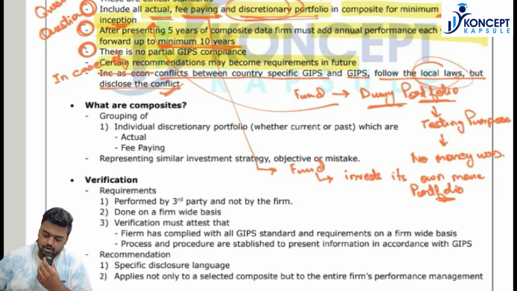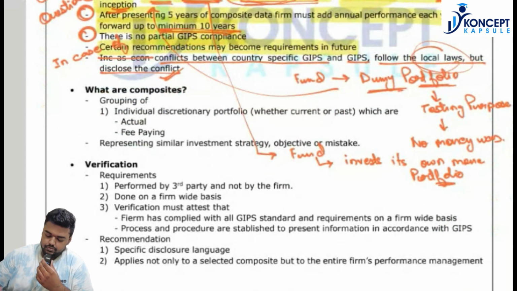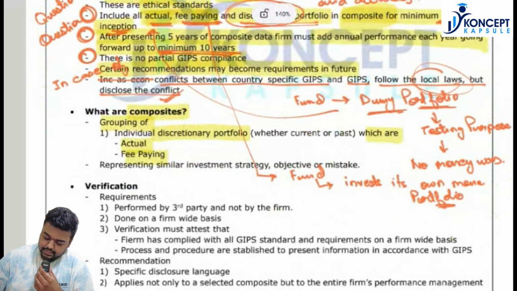Okay. Now if you would have seen, we studied a term known as composite. Over here we will see what is a composite. A composite is a group of individual discretionary portfolios. We now know what is a discretionary, which are actual and fee paying. Again, we have understood what is actual and fee paying, representing similar investment strategies, objectives, and mandates.